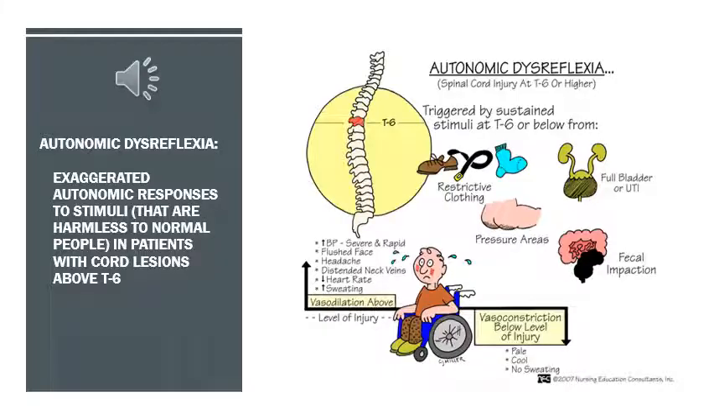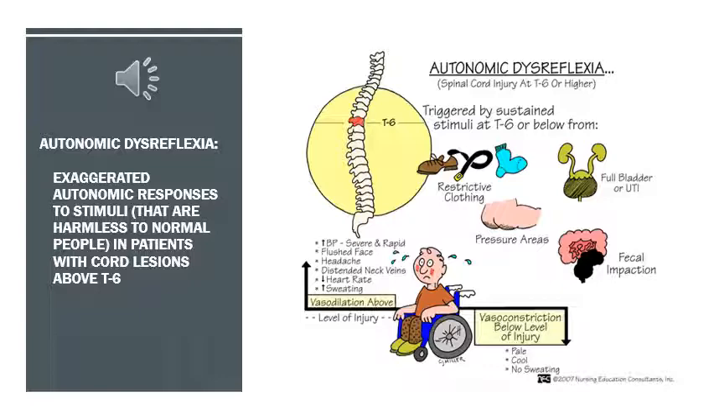Autonomic dysreflexia or hyperreflexia is an exaggerated autonomic response to stimuli that are harmless to normal people, but in patients with cord lesions above T6, they can become potentially life-threatening. This causes an increase in activity or an overreaction of the sympathetic portion of the autonomic nervous system. This can be caused by minor stimuli, such as restrictive clothing, a full bladder, pressure areas, or fecal impaction.